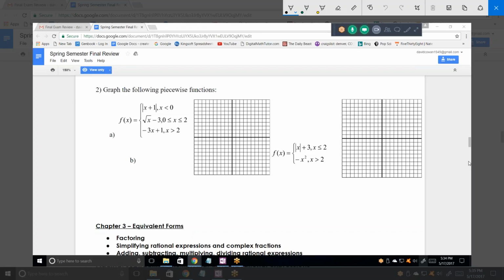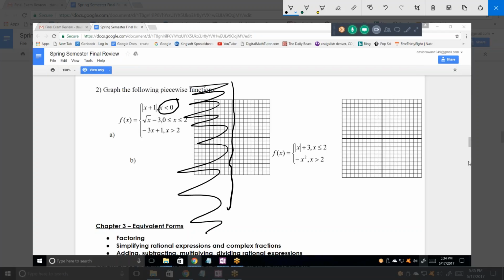The secret to the piecewise graphing is to start right there. And let's talk about that. What that means is that everywhere to the left of that line, in other words, in this entire zone, I'm going to graph the function x, the absolute value of x plus 1. It's exactly the way to look at it.